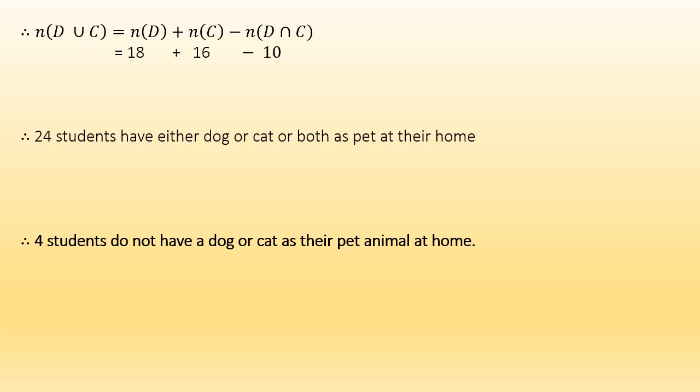Now after this, we have to find out the students who do not have a pet at their home. If we see the Venn diagram, these are the students who are outside the circles, but they are part of the universal set. So the part which is outside the circles will represent the students who do not have dog or cat as their pet animal at home. To find this, we will apply the formula: total number of students minus n of D union C.